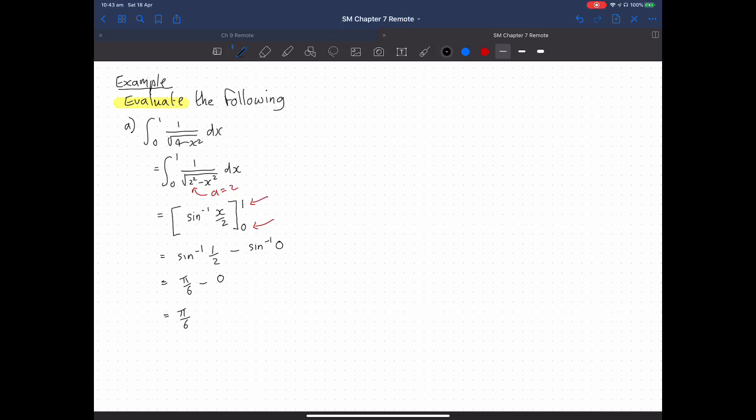There is our answer. It is an exact answer. Do not work out a decimal approximation of it. All answers that have pi in it are exact answers.